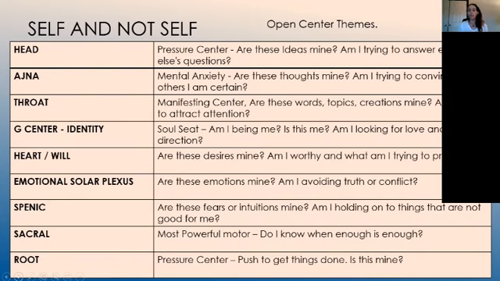People with an open heart center or will center tend to take on projects they don't even really want to do, just because they want to show another person that they can. They may agree to projects they don't really want to do in order to fit in, or to, again, prove themselves. They may feel unworthy.